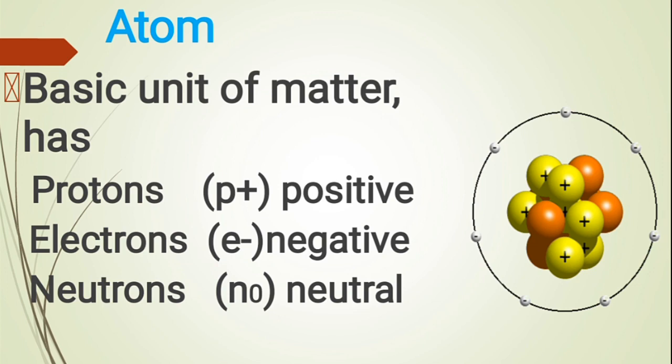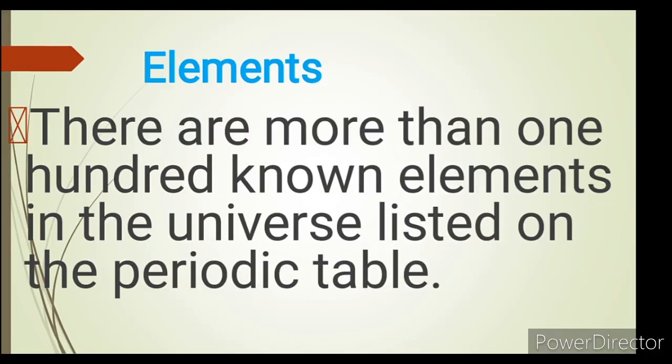Atom. Atom is the basic unit of matter. It contains subatomic particles such as protons, the positively charged particle, electrons, the negatively charged particle, and the neutrons, the neutral or non-charged particle. Atoms combine together to form elements and compounds. There are more than 100 known elements in the universe listed in the periodic table. As of now, there are 118 known elements listed. Some are naturally occurring in the environment and some are produced in the laboratory.